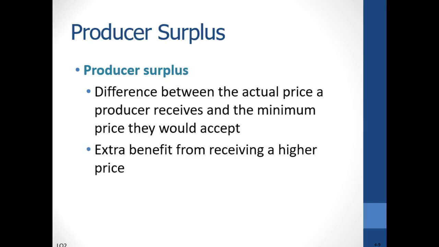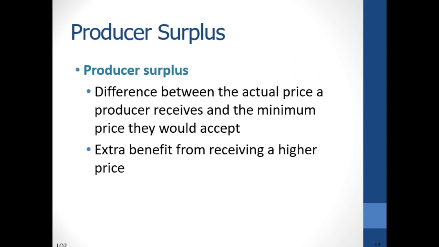Producer surplus. When producers receive a price greater than their marginal cost, producer surplus is created. So it's the difference between the actual price a producer receives and the minimum price they would accept. It's the extra benefit from receiving a higher price.